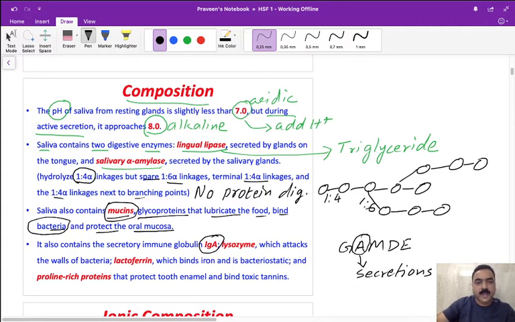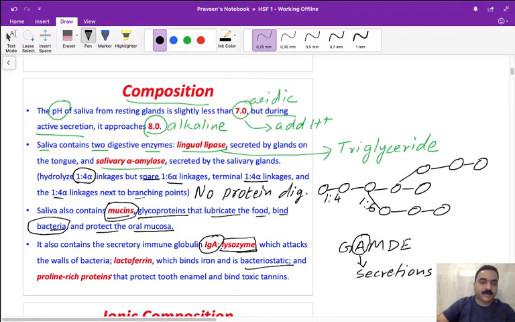IgA helps to neutralize the bacteria and acts as bacteriostatic. It prevents the growth and development of the bacteria, stops their multiplication and neutralizes them. That is the role of IgA. The other thing is lysozyme, which can kill the bacteria. This is not bacteriostatic, it is bactericidal. Lysozyme comes from the cell organelle called what? The lysosome.